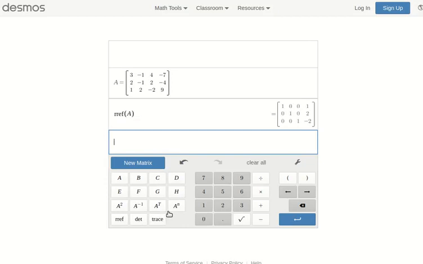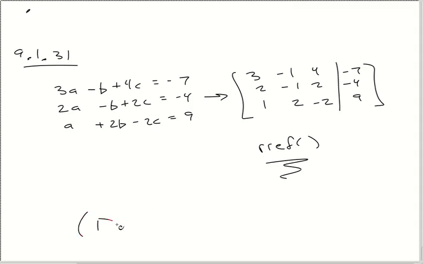Yep, those are your answers. You're done right there. 1, 2, negative 2. Curlies, I guess. Whatever. 1, 2, negative 2. That's it. No other math needed.